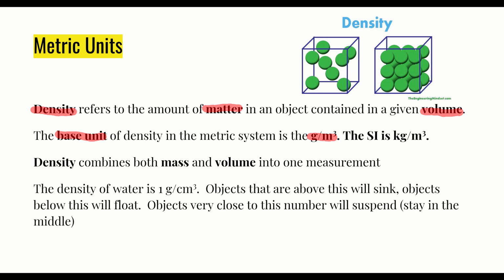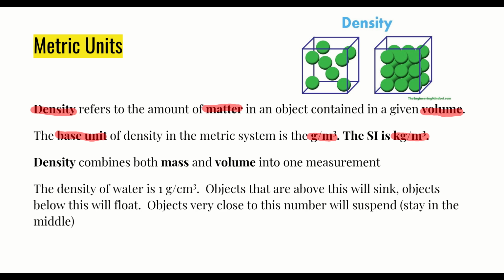However, the SI unit is kilograms per meter cubed. So the only thing that changes is we change grams into kilograms, and we talked about the same reason before: grams is a pretty small amount, so we usually use kilograms because it's a more appropriate measurement for those types of dimensions.